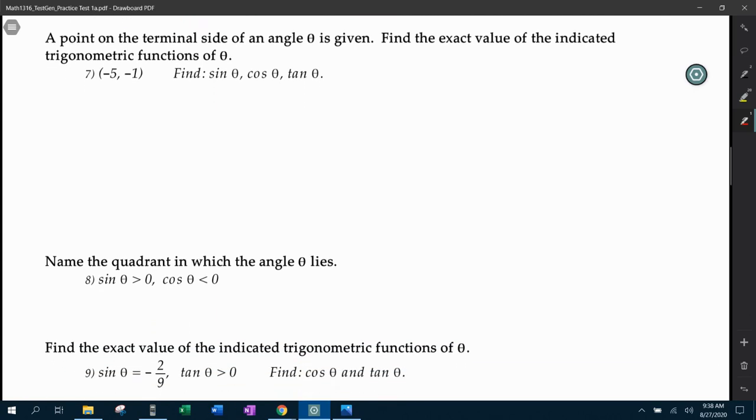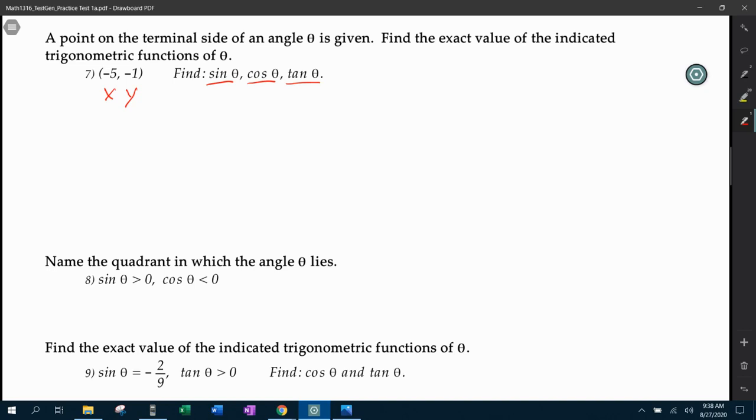Question number 7. A point on the terminal side of an angle is given. Find the exact value of the indicated trig functions. Here they want us to find again sine, cosine, and tangent. And they did not specify that this is in the unit circle. So this is x and y.